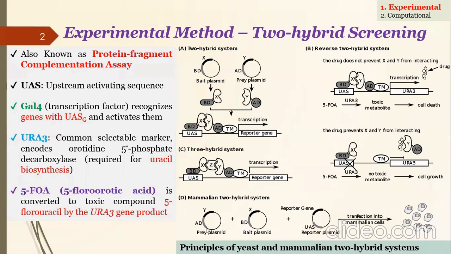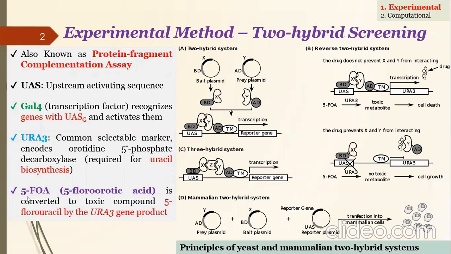They will produce the AD domain, the BD domain, and the UAS, and if the two come closer to each other, they will have X and Y. If they bind there, they will activate the UAS in the reporter plasmid, which will encode the reporter gene, and the reporter gene will show us, for example, fluorescence. The cell will fluoresce, and that's it.